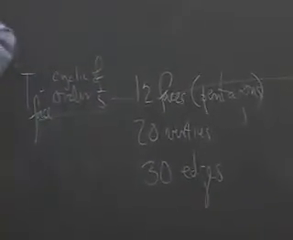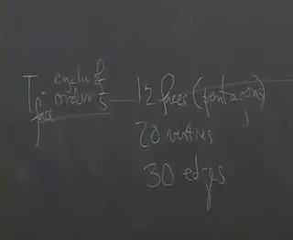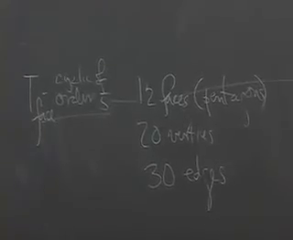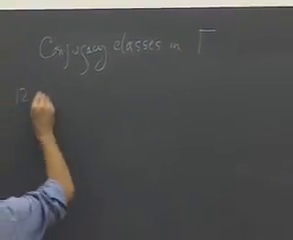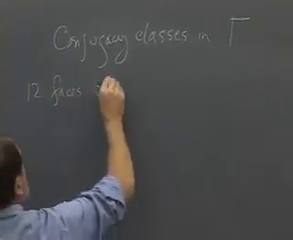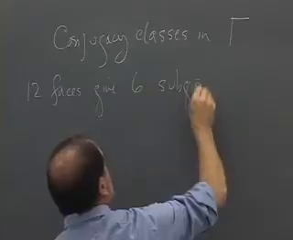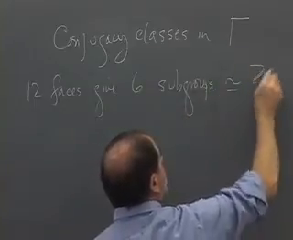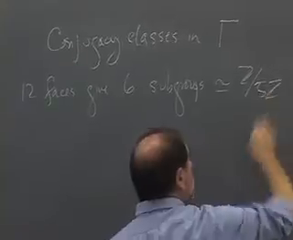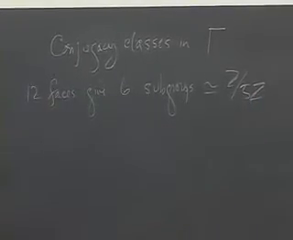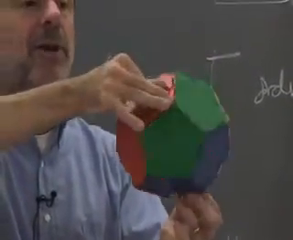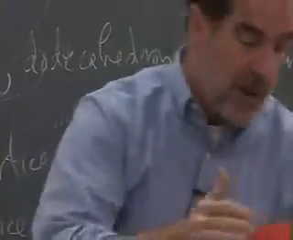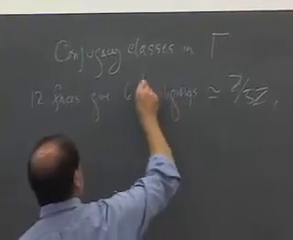So we're now going to work out the conjugacy classes in gamma. So the faces give 6 subgroups isomorphic to Z mod 5. The reason is that you get the same subgroup of rotations for each pair of opposite faces. So I have 5 rotations around here, and then I have 5 rotations around here, right? So the 12 faces give 6 pairs of opposite faces, 6 subgroups of order 5. So the 6 different subgroups.